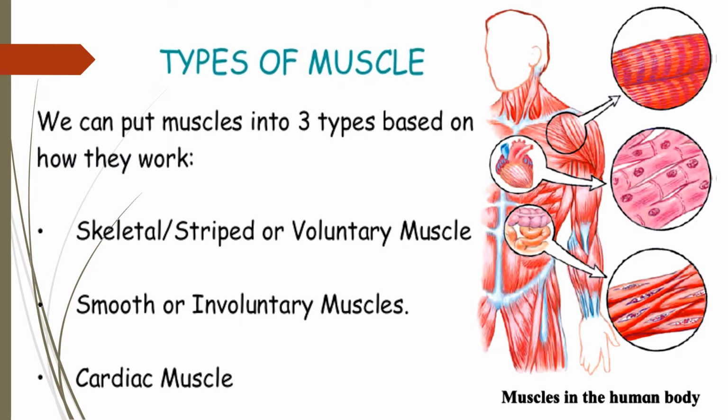Okay, let's continue. The types of muscles: we can put muscles into three types based on how they work. In your body, there are three types of muscles. We have divided them on the basis of how they work. First is skeletal or voluntary muscles or striped muscles. Second is smooth muscles or involuntary muscles. Third is cardiac muscle.